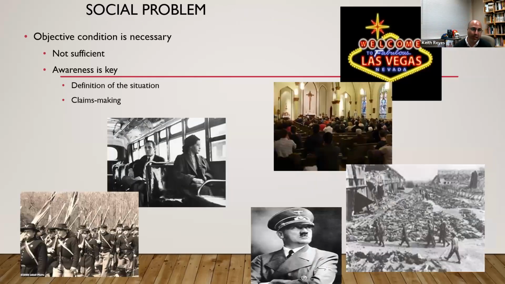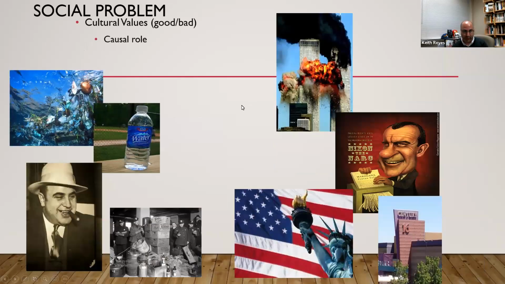Okay, all right. So the objective condition is necessary, but not always sufficient, like we just looked at when we talk about the murder of millions of people in the concentration camps. You can have millions of people being terminated inside concentration camps, but it not be considered a social problem because of the way it's framed by people with power, like the Nazis framed the concentration camps as labor camps, or because people are unaware of it, right? So awareness is key, and that goes to this next part of the slide, which is the definition of the situation, how people define particular situations, and then the claims making associated with it.